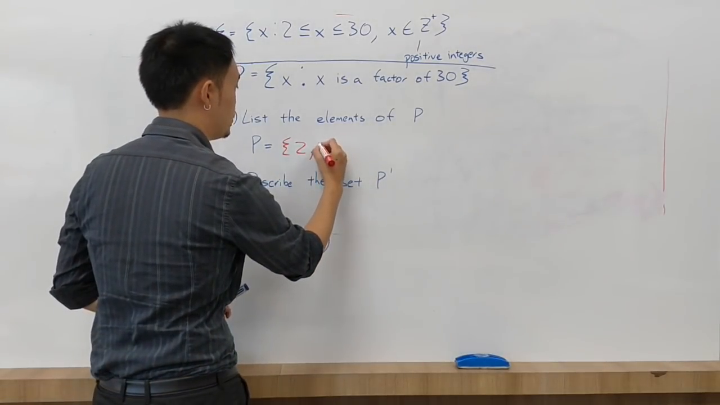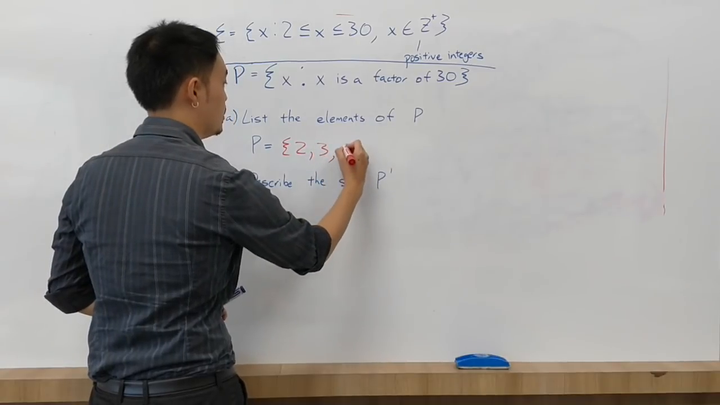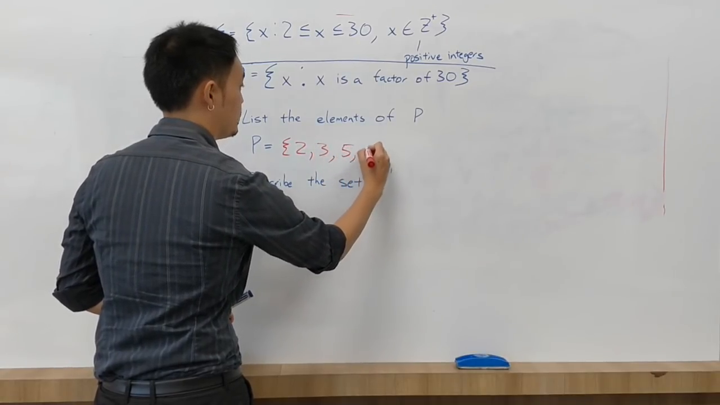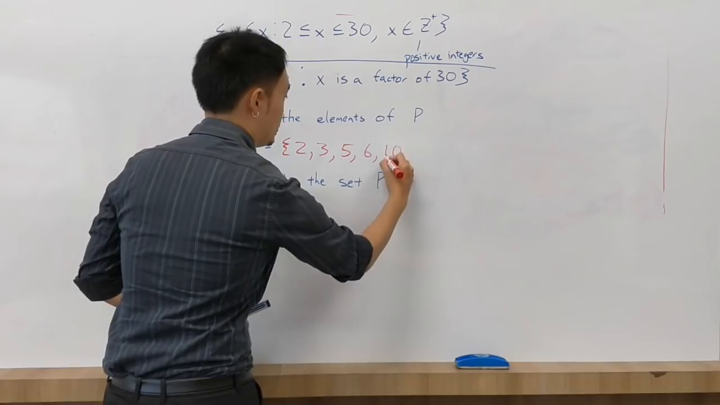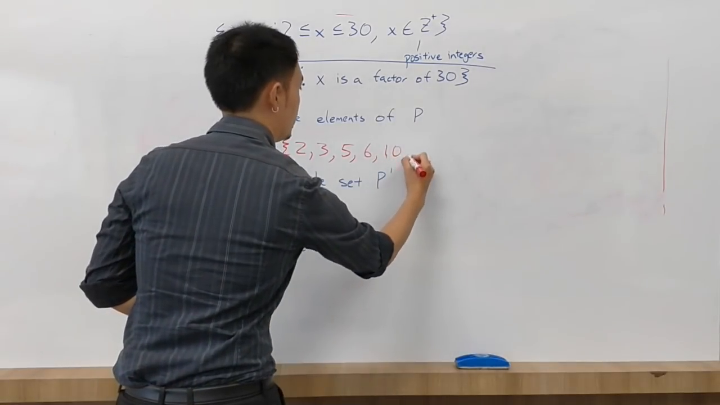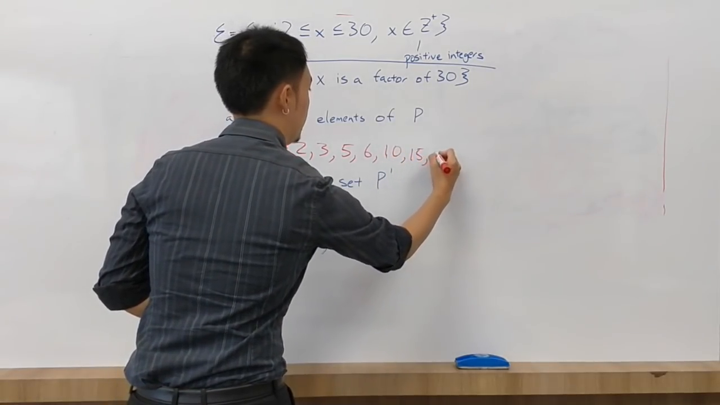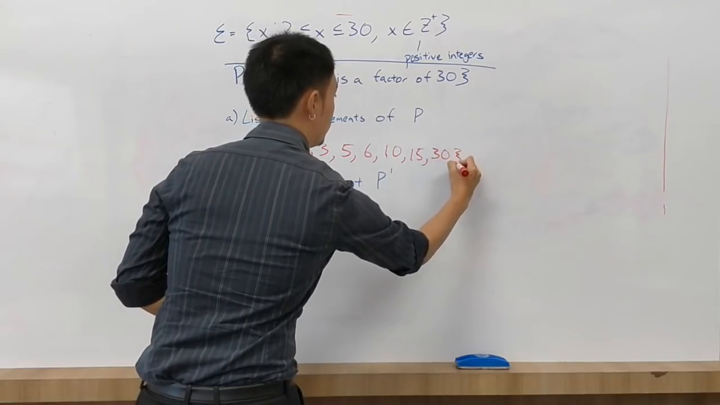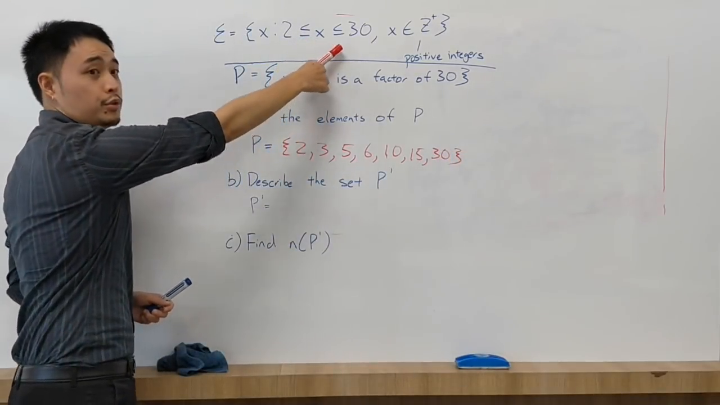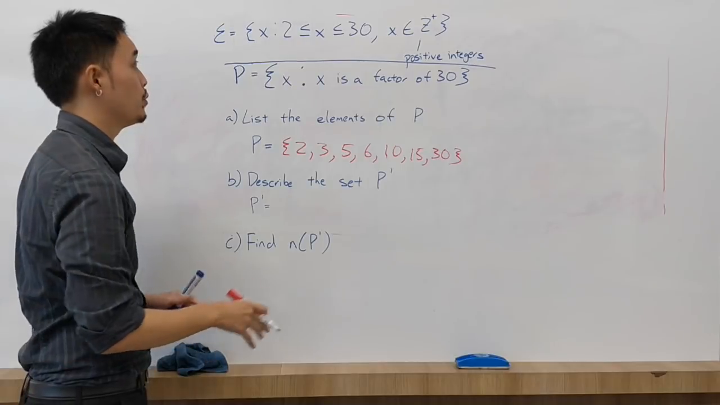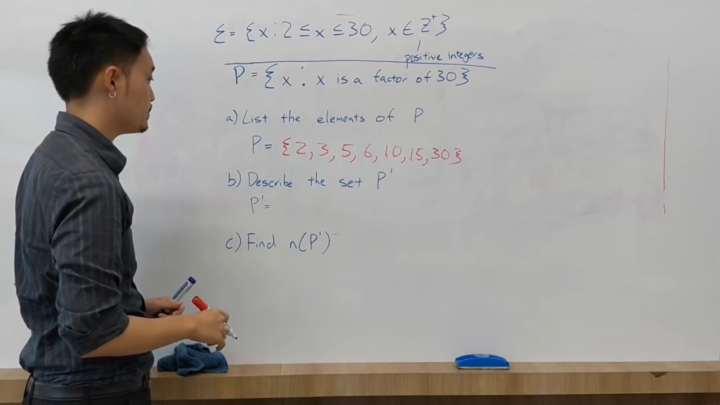Okay, what else is a factor of 30? Well, 3 is. And we have 5. We have 6. We would have 10. We should have 15. And we should have 30 itself, because this is less than or equal to and less than or equal to. So we're including 30 and 2.